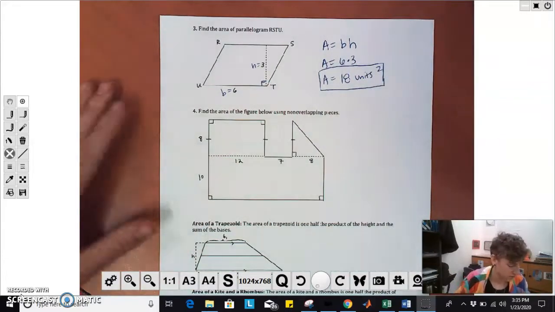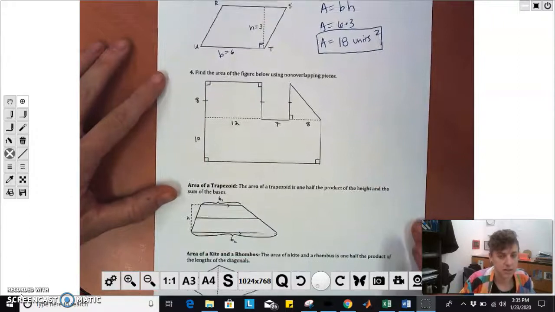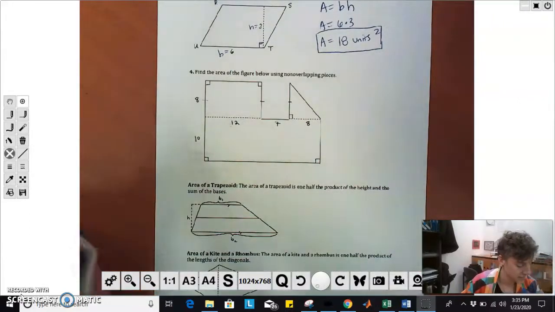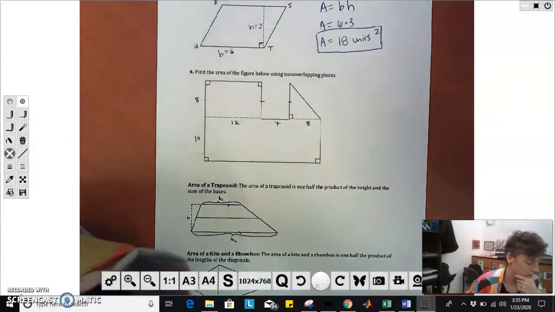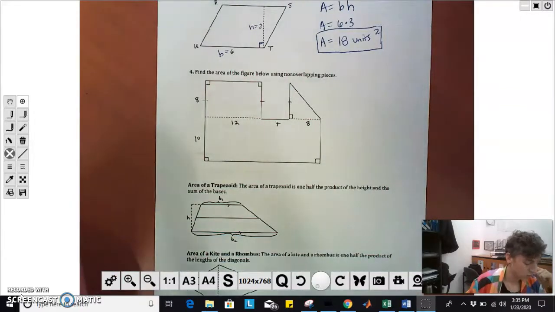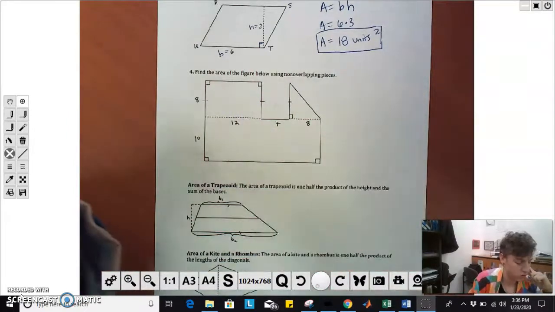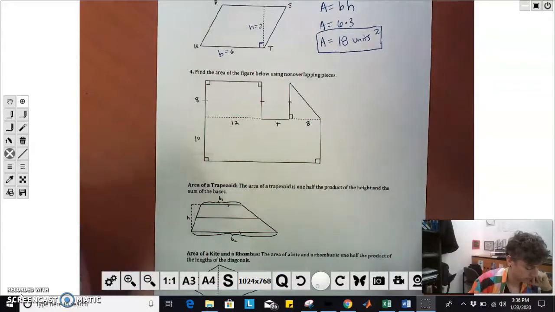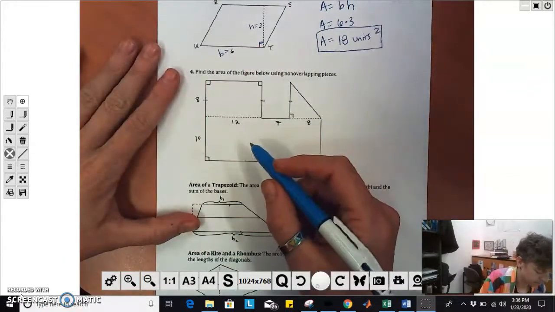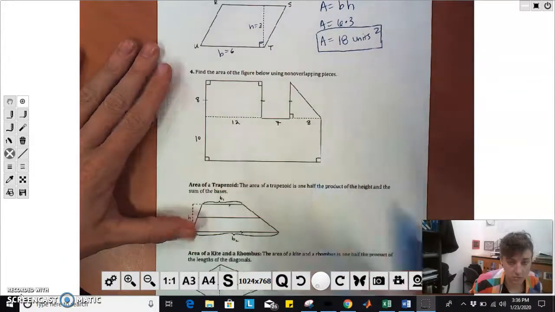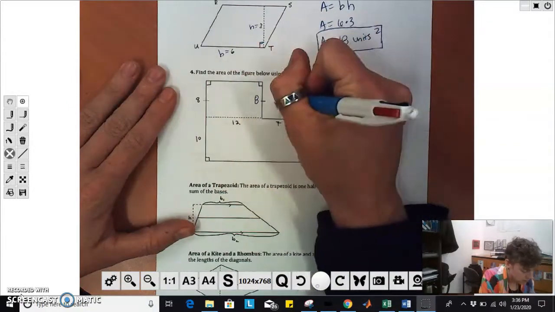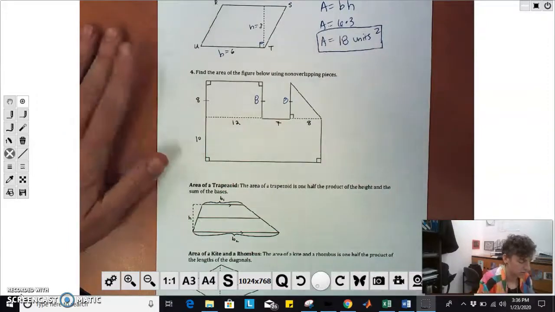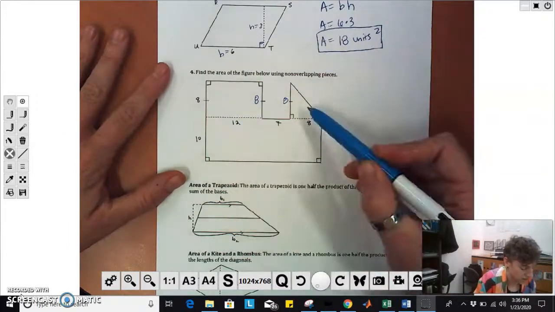Cool beans. All right. Number 4. Find the area of the figure below using the non-overlapping pieces. All right, so we got a rectangle, we got another rectangle, and we got a triangle. That's got some markings of congruence, meaning those are all equal to each other, so those are all 8.